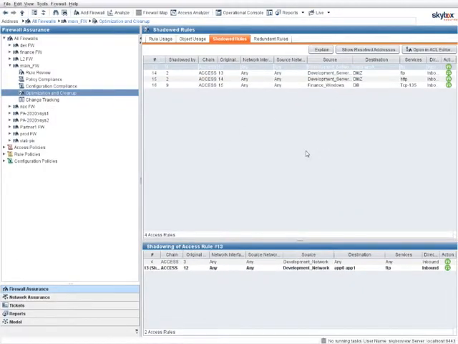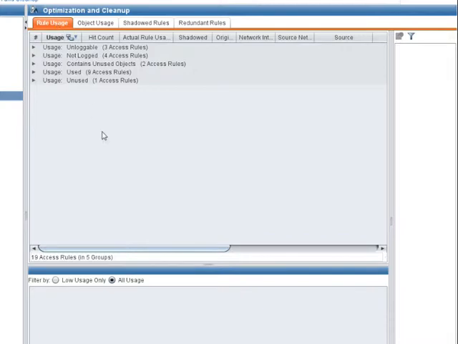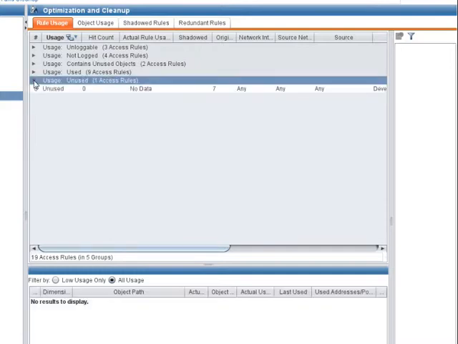So now we've looked at rule policies and overlapping rules. The last step in cleanup is rule usage. Rule usage uses log data collected from the firewalls compared to the ACL of those firewalls to determine which rules are being used and unused, as well as rules that are being used but contain unused objects.